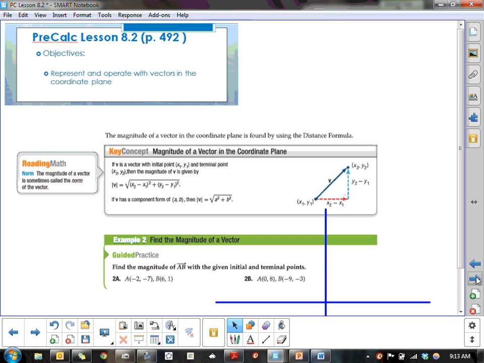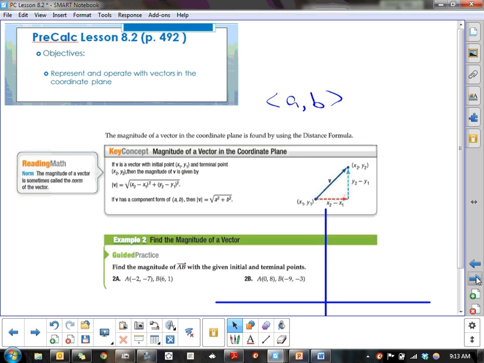Next thing. We just learned about the component form. The component form is nothing more than a formality. Make sure that you remember that when you see this, it's not a location in space, but it is telling you the direction horizontally and vertically of any vector.